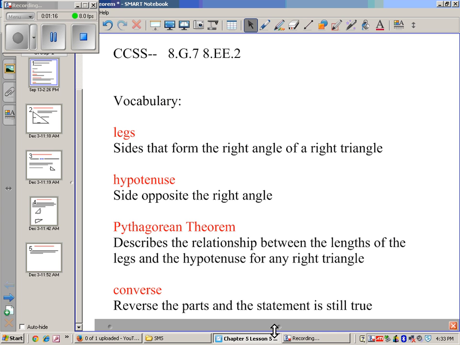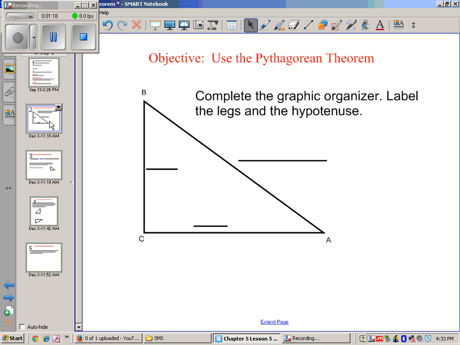Okay, let's go on to our slide 2. Slide 2. Once again, our learning target is at the top. To use the Pythagorean theorem. Complete the graphic organizer, label the legs and the hypotenuse. Why don't you take a second and label the legs and the hypotenuse of this right triangle. Let's see if you got it correct.